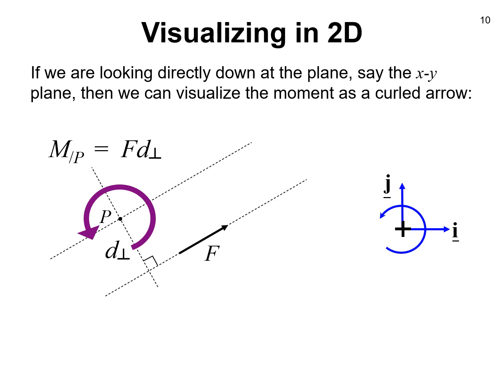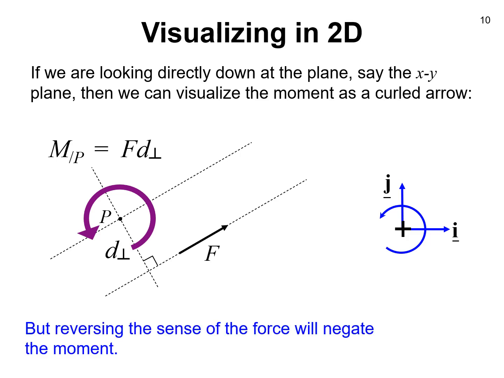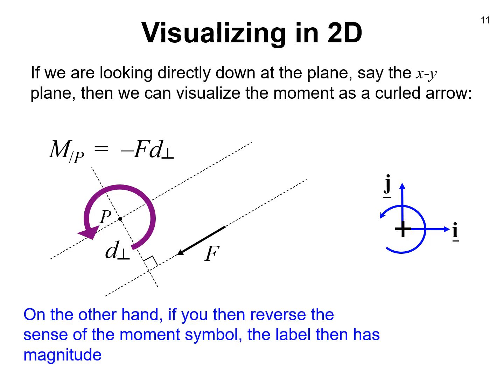Now, what would happen if I reverse the force direction? Notice that I also negate the value of the moment. If I maintain my arrow as counterclockwise, the F really wants to go clockwise, so I have a negative value about the counterclockwise direction. On the other hand, if you also reverse the sense of the moment arrow, then you also come back and report that as a positive value.